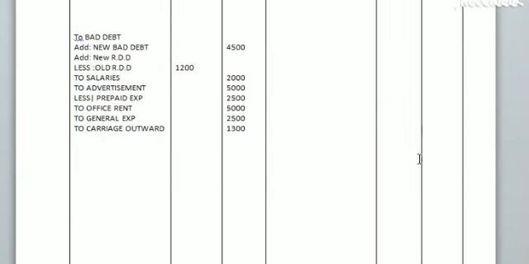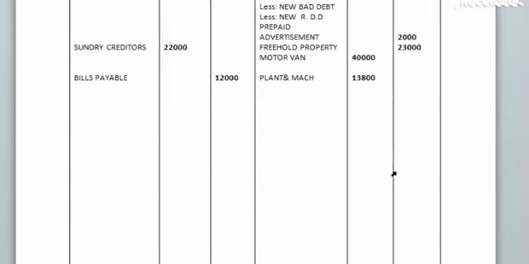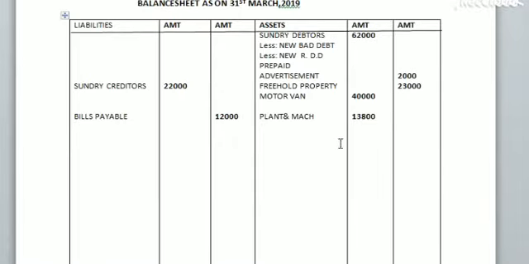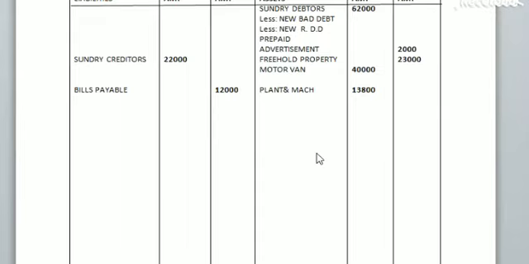And the second effect here, balance sheet, asset side after plant and machinery. We have to leave some space. So closing stock we are going to write here. Closing stock amount will come in outer column here. Amount is here 88,000 rupees.